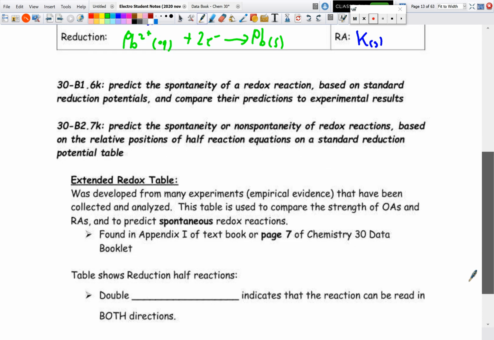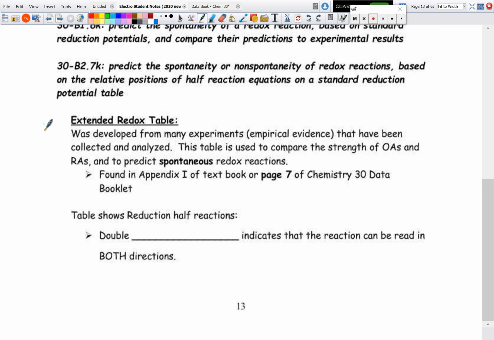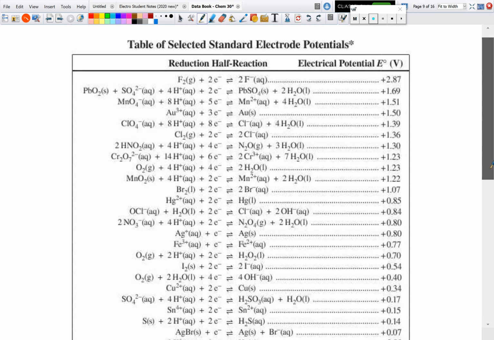So from here, we're going to look at where this whole idea of oxidizing agents and reducing agents takes us. And this is where we get into our extended redox table. So this was developed from many experiments, so empirical evidence that has been collected and analyzed. And what this table is used for is to compare the strength of oxidizing agents and reducing agents to predict if a reaction will be spontaneous or not. So this is found in Appendix 1 of your textbooks, on page 7 of your Chemistry 30 data booklet. So it looks like this.